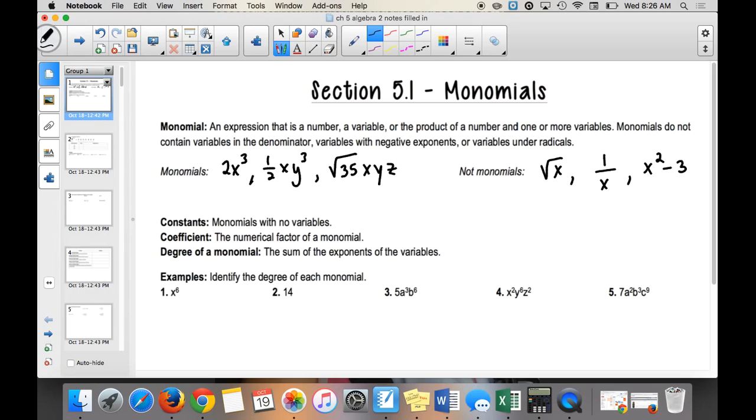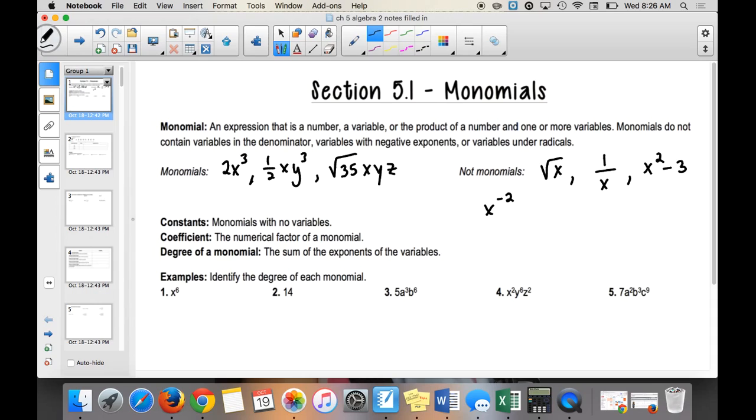So things like that. And you can't have x to the negative 2. That would not be a monomial either. Okay. So it says constants are monomials with no variables. Coefficients are the numerical factors, the number out front. And then the degree is the sum of the exponents of the variables.